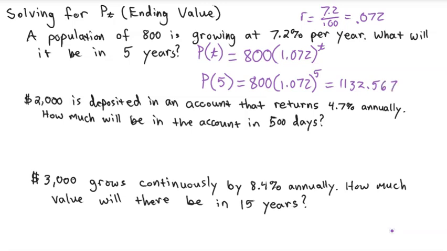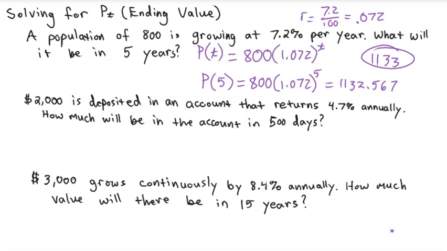1132.567. But a lot of times populations can only be whole numbers. The 5, 6, 7, well, really the 5 is going to tell the 2 to become a 3. So really what we're going to say is that our answer is 1133. And so P of 5 is 1133, okay? And that's our final answer, if we're rounding to the nearest whole number. But if we're rounding to 3 decimal places, then it's 1132.567.